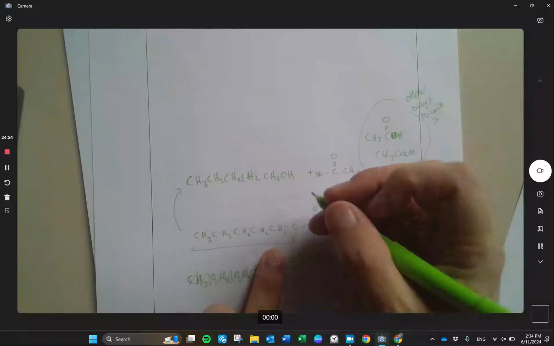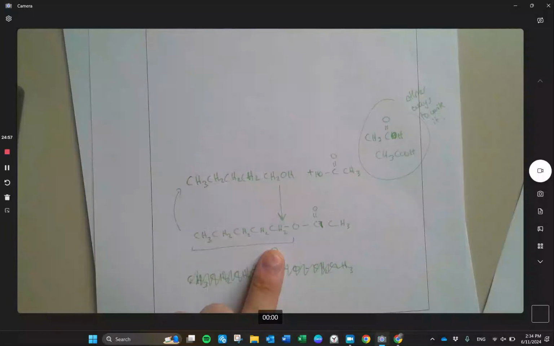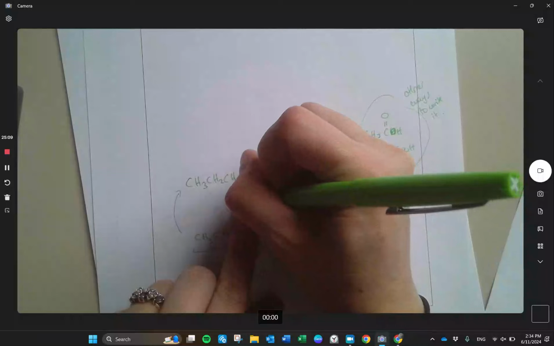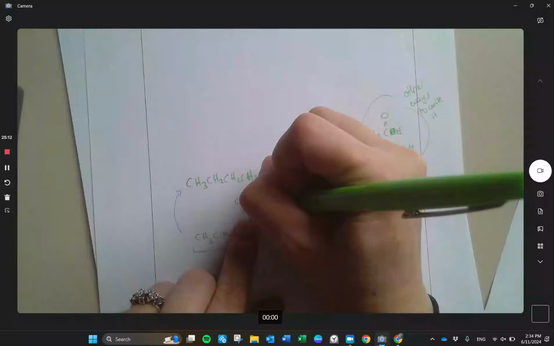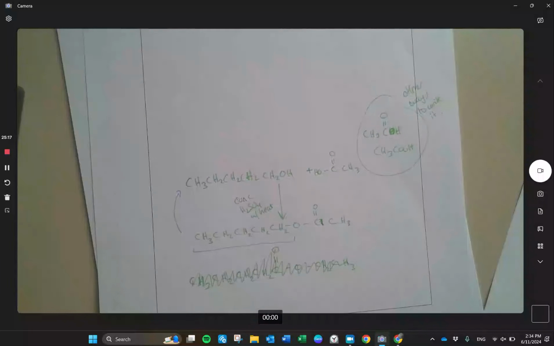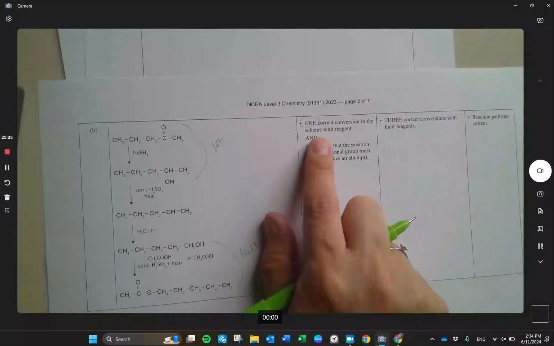So that's what we're doing with the arrow. You don't have to write why, like you go concentrated H2SO4. So that's what I'm doing. So if I draw the arrow here, then I can state that I need conc H2SO4 with heat. And you see how in this case then, you see one correct conversion? We've gotten one correct conversion.